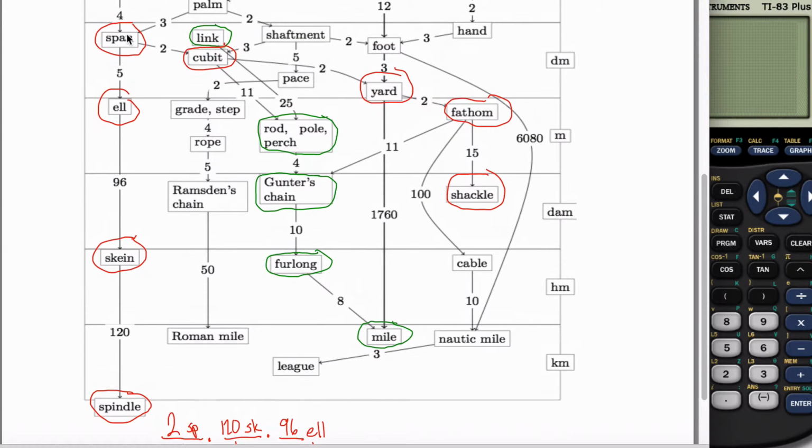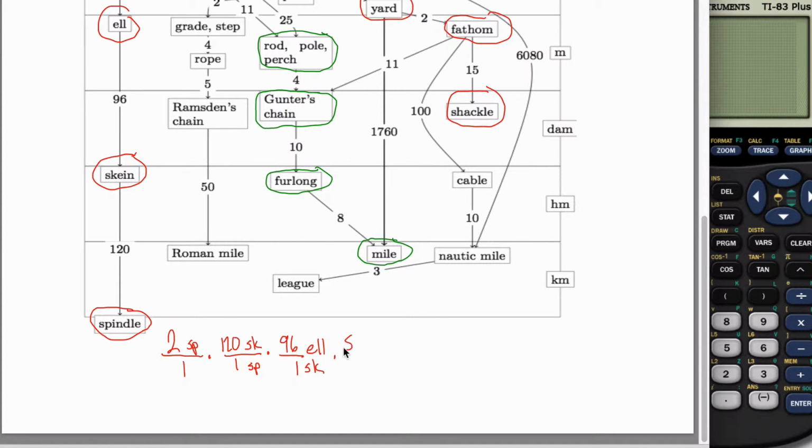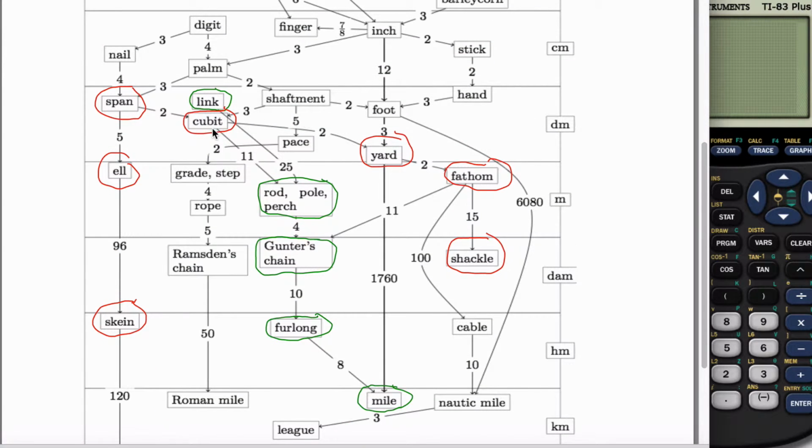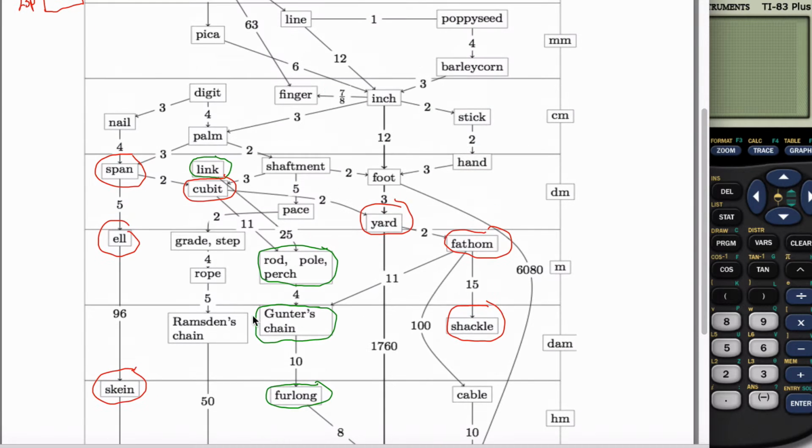Anyways, I'm at L's now, and I want to get to spans. There's 5 spans in an L, apparently. And then I want to get to cubits. I see there's 2 spans in 1 cubit. So be careful here. I'll write 1 cubit up on the top, and I'll write 2 spans down on the bottom. The reason I wrote it that way is because I want to cancel out my units of spans, and 1 cubit is the same as 2 spans. And that's what this graph is saying.